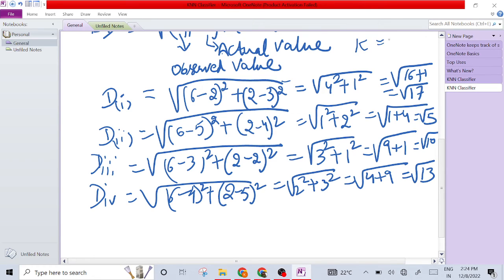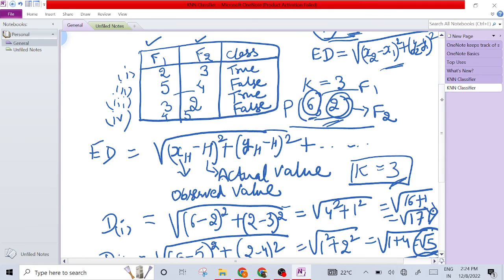Now K equals 3, we already know, this is given in the question. That means we have to take just the 3 nearest neighbors of the point. Near means which have smaller distance. Obviously the square root of 5 is small, then the square root of 10, then the square root of 13. The square root of 17 is large, so we will avoid this. Now for the second, third and fourth, we will see what class they belong to. Second belongs to false, third is true and fourth is false. That means there are 2 false and 1 true.